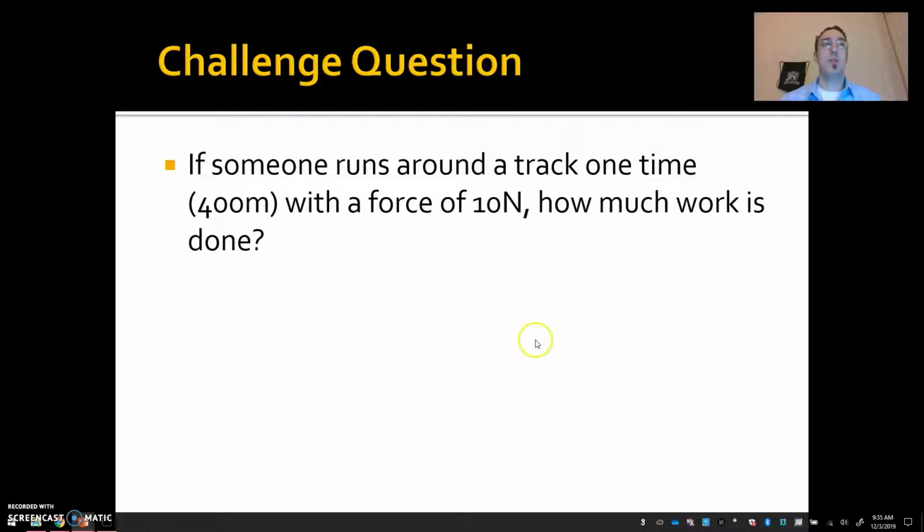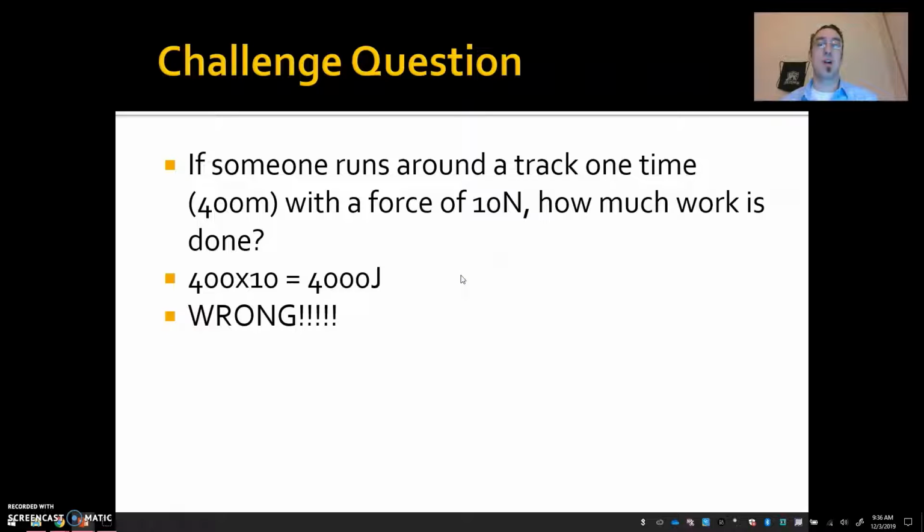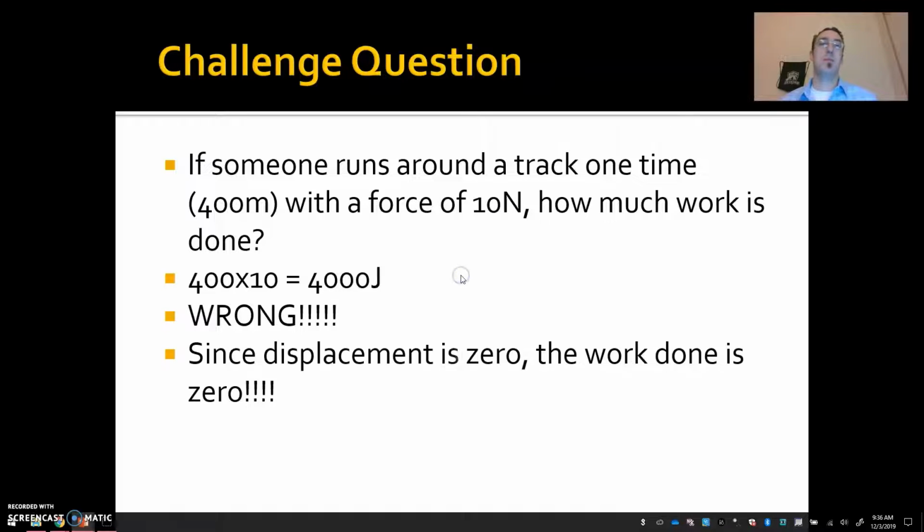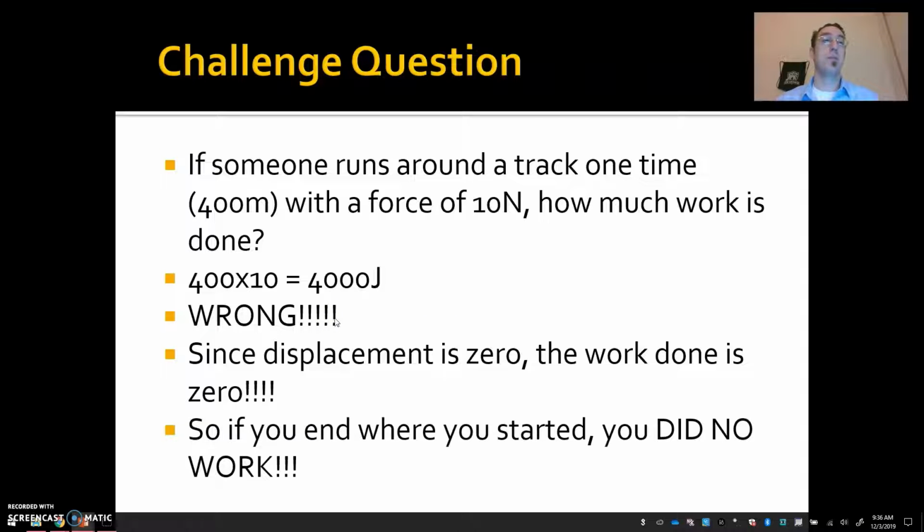So if someone runs around a track one time, which is 400 meters, with a force of 10 newtons, how much work is done? If you did 400 times 10 and got 4,000, that's just not right at all. That's terrible. Because the displacement's zero. If you run around the track one time, you didn't actually go anywhere. Your displacement's zero, so the work done is zero. 0 joules of work. In other words, if you end where you start, you didn't do any work.